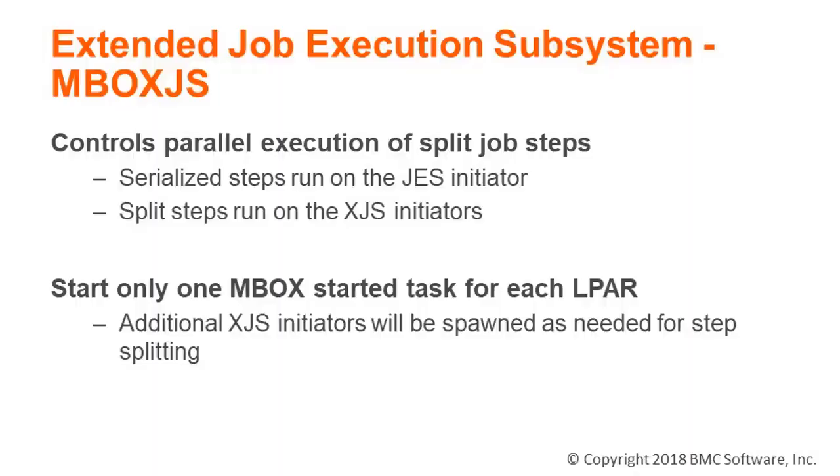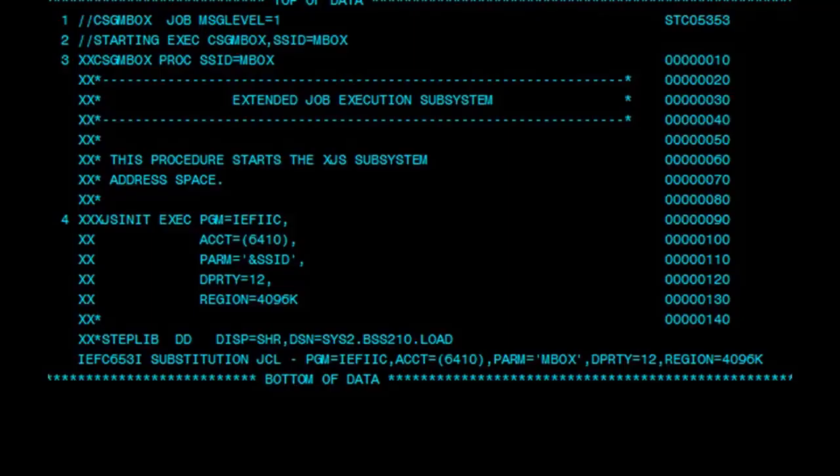The MBOXJS, or Extended Job Execution Subsystem, is started when the MainView Batch Optimizer Job Optimizer component is enabled. The default subsystem ID is MBOX. When the Job Optimizer component is executing, batch job steps execute in either serial or parallel fashion. The serialized steps run on the JS initiator, while the step splits run on the XJS initiators. Start only one MBOX started task for each LPAR. Additional XJS initiators will be spawned as needed for step splitting.